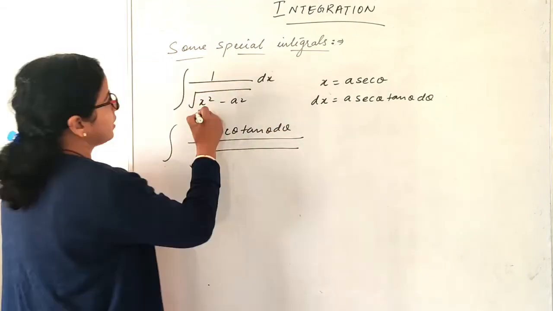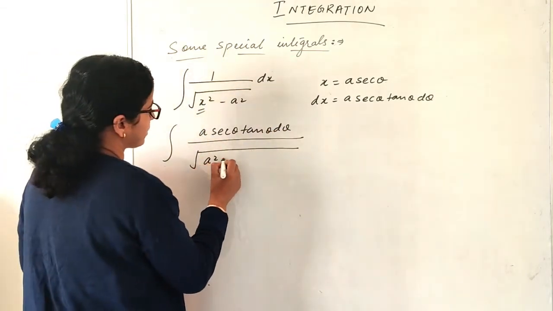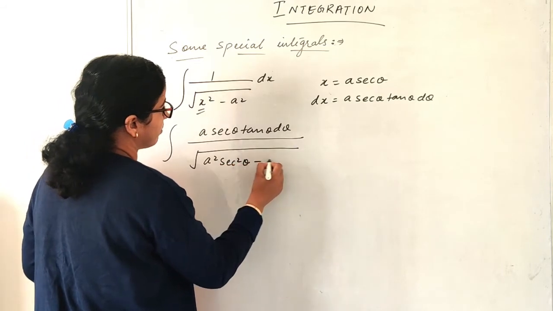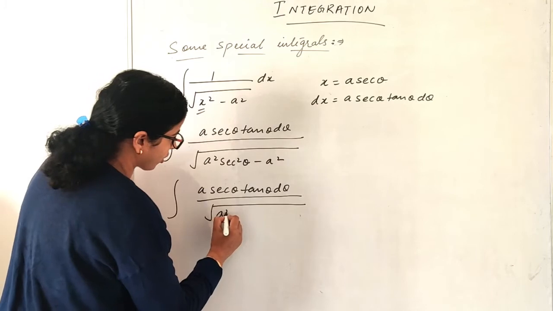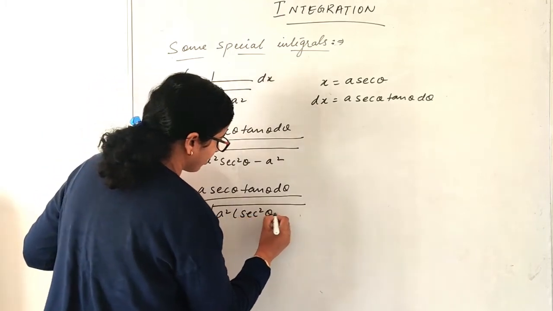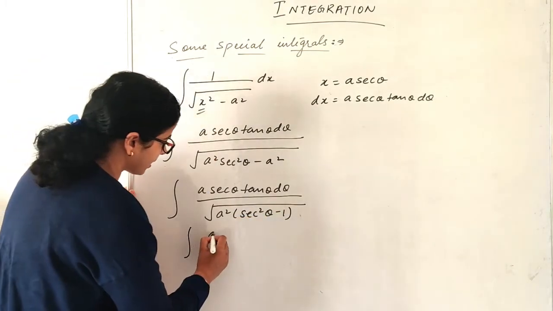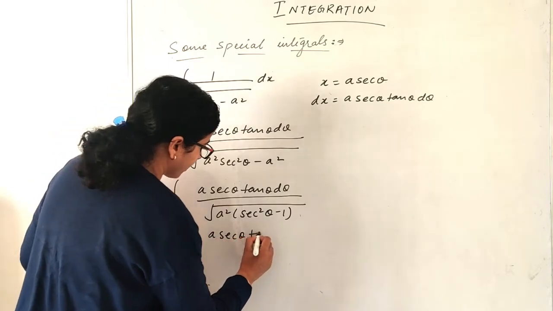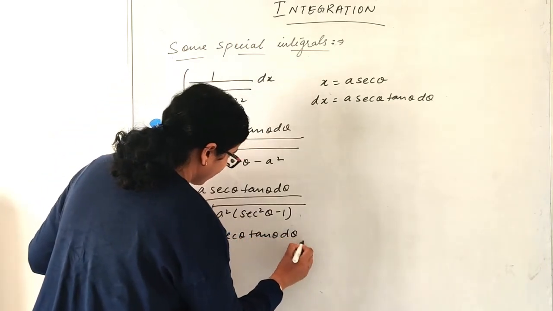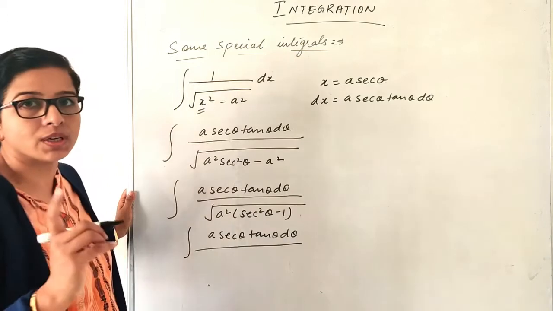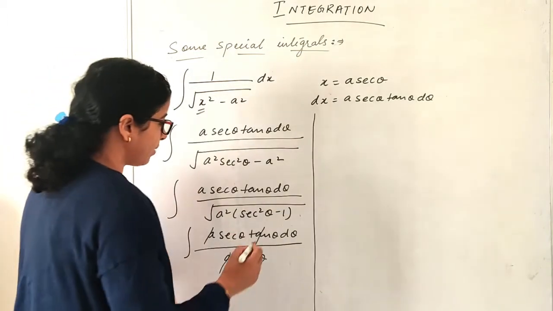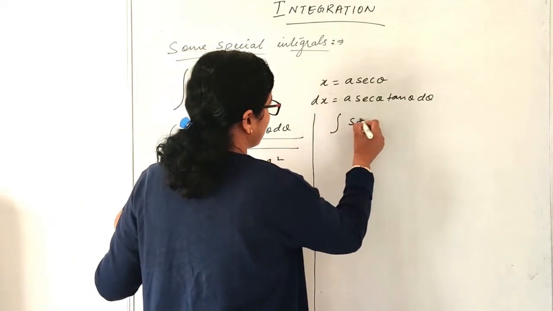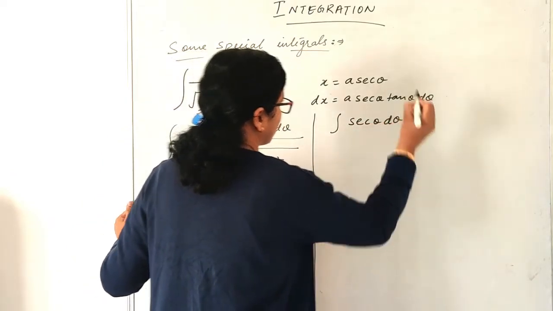Substitute the value of x, so it will become a square secant square theta minus a square. Okay. Now here what I can do, I can take out a square common and it will become secant square theta minus 1. Correct. This can be written as a secant theta tan theta d theta, and secant square theta minus 1 is tan square theta, right? So it will become a tan. So I am left with integration secant theta d theta.